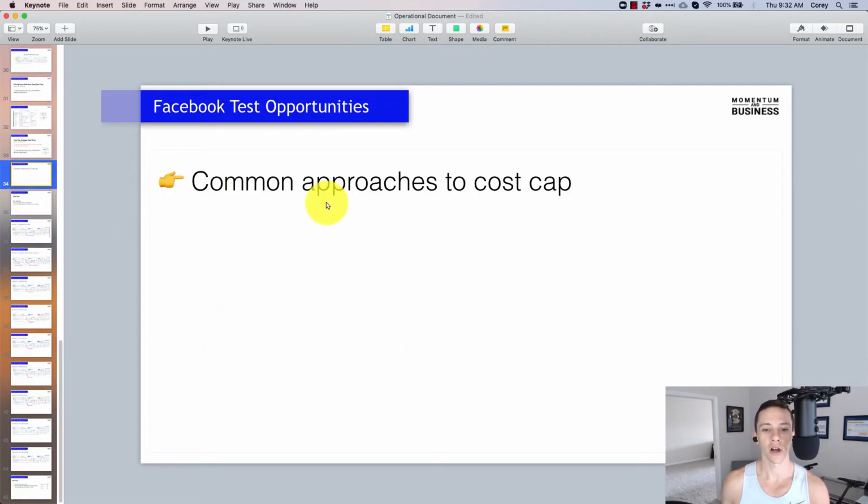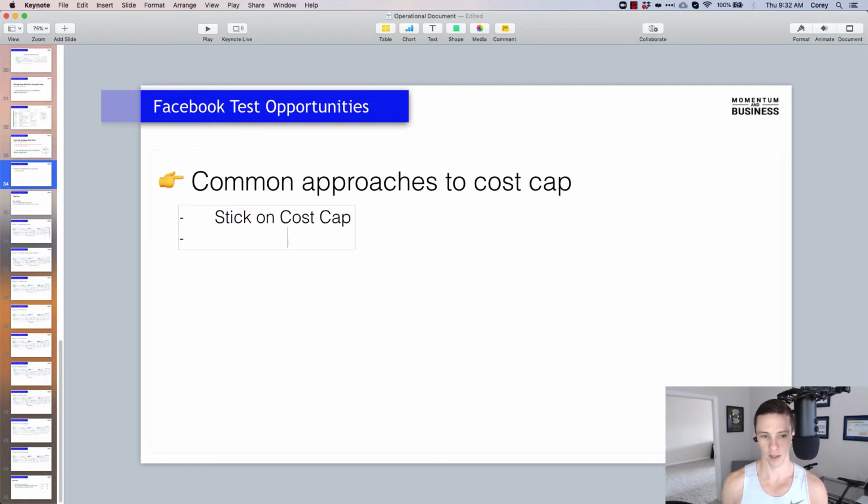So let's talk about the common approaches to cost cap. And rather than using an animated fly-in for these, I'm just going to note them out. First, a lot of people just stick a cost cap on. That's the first strategy. So if you want conversions at $10 each, some people just stick that cost cap on at $10 and say, all right, let's run that.